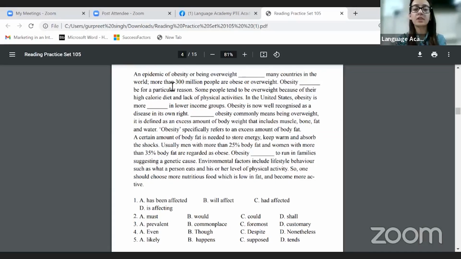Question number 3, 2.5 minutes. Time yourself and then post your answers, please.